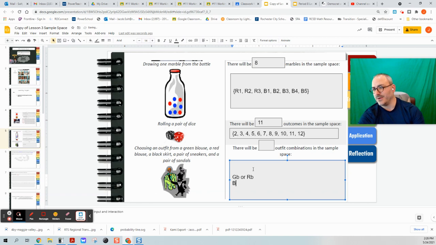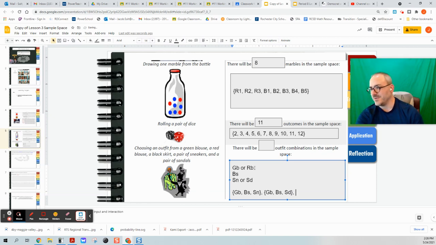Of skirts, there's only one choice, the black skirt, and then of footwear, there is sneakers (SN) or sandals (SD). I'm going to abbreviate to make life easier on myself. What are my possibilities? Let's say I start with the green blouse, I put on the black skirt, and then I wear the sneakers. That's one possible combination. Alternatively, the person is wearing a green blouse with a black skirt, and then sandals. They could do the sandals this time.